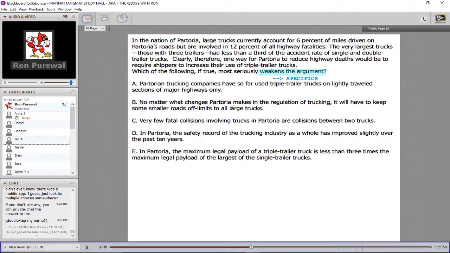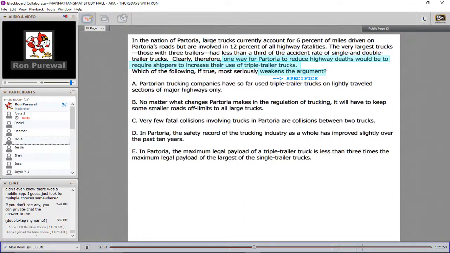When you do these problems, remember that they're not going to arrange these arguments in ways that are particularly deceptive or disingenuous. In other words, the conclusions of these arguments are usually going to be at the end. This one is pretty clearly the conclusion at the end, right? Clearly, therefore, blah, blah, blah. So this is the point. The point is this. One way to reduce highway deaths is to require shippers to increase the use of triple trailer trucks.